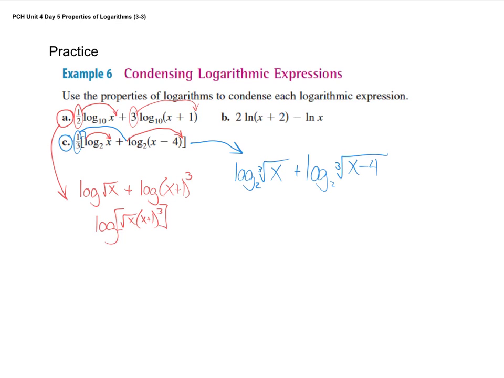Where do we go from there? Combine them. How are we combining these? Log base 2 of the cube root of x times the cube root of x minus 4. Good. And by the way, since they're both cube roots, we can multiply those together and make it the cube root of x times x minus 4. Can we just distribute out the x? You could distribute the x if you want, make it x squared minus 4x.